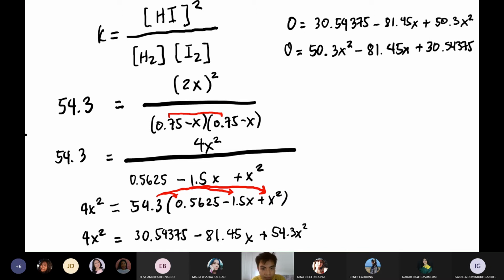Quadratic equation. So quadratic equation will be used to solve for the value of x, no? Okay, and ang formula niya is x equals negative b plus minus square root of b squared minus 4ac divided by 2a. Okay. So that will be negative b plus minus square root of b squared minus 4ac all divided by 2a.